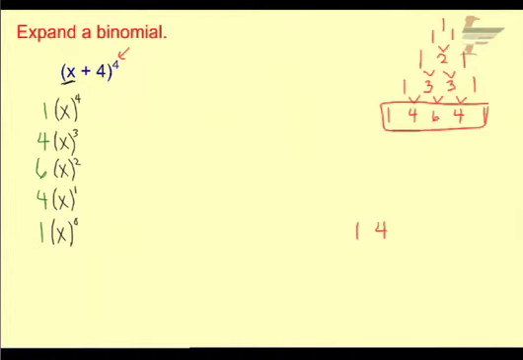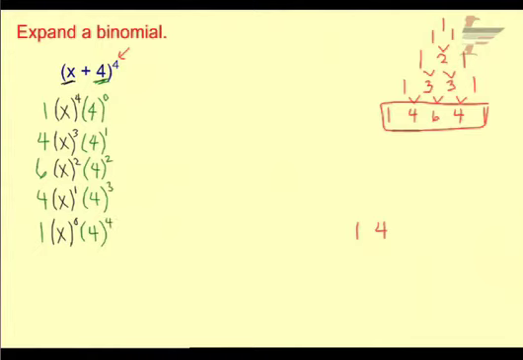Now each term needs the second term of our binomial here. So each one gets a 4. And these all get exponents. We're going to count up from 0. So we're going to go 0, 1, 2, 3, and we should end in a 4.